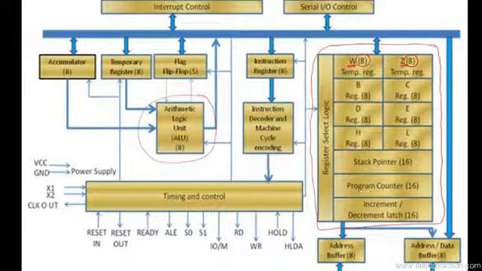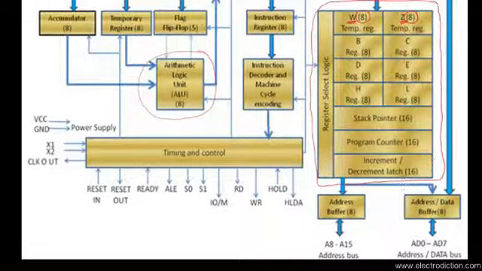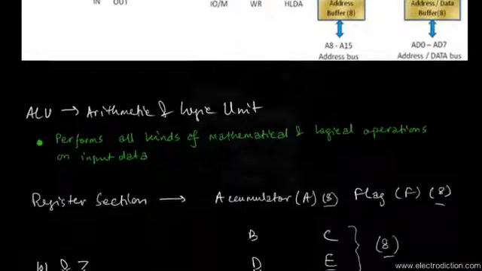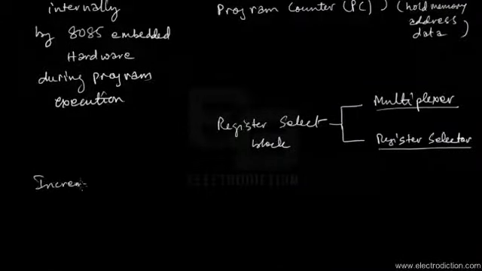And apart from that, we've also got an increment or decrement latch, which is also a 16-bit register used internally by the 8085. So this increment block that we've got over here below the program counter, that's this one, this increment decrement latch is basically a latch. So I'm just gonna write that down over here.